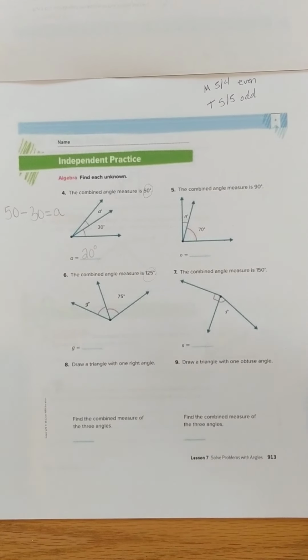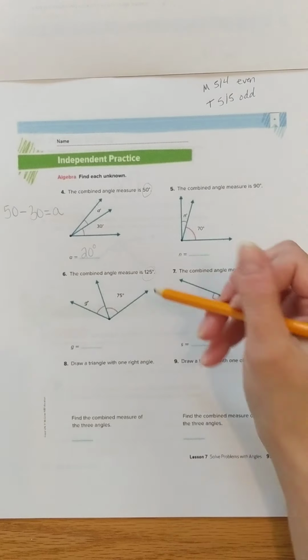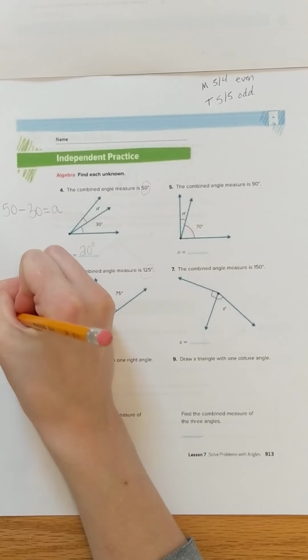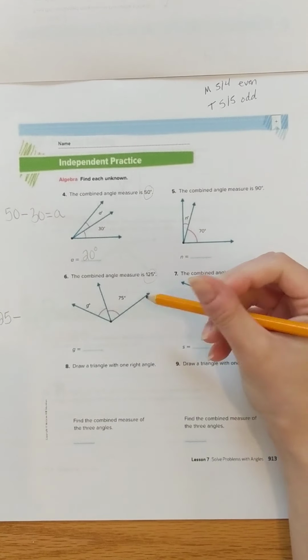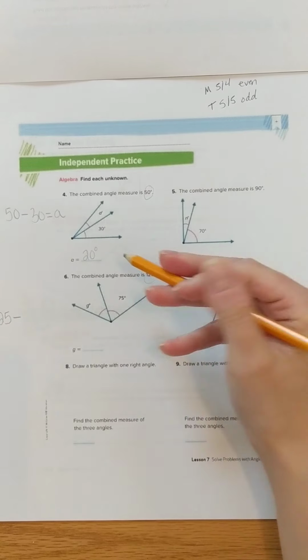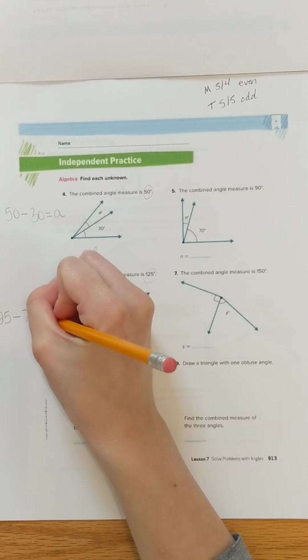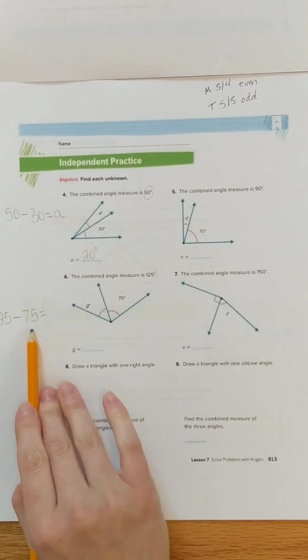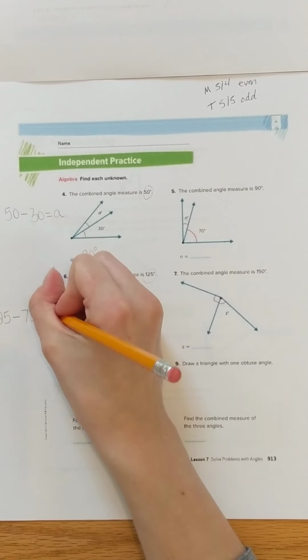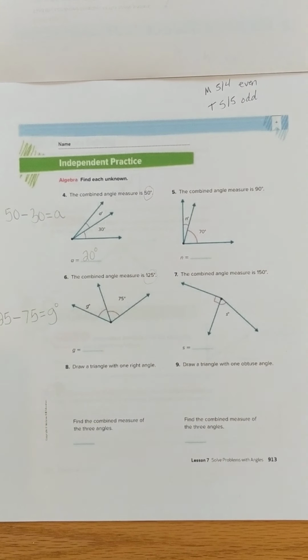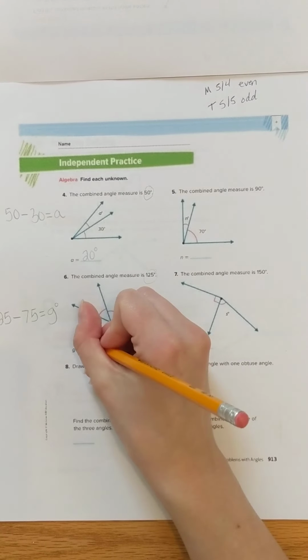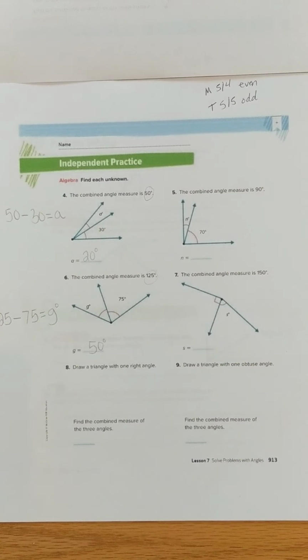Number 6 says the combined angle measure is 125 degrees. So that's our whole that we can start with, 125 degrees, minus the part that we are given is 75 degrees. So 125 minus 75 is going to give us our missing angle measure, G degrees. 125 minus 75 is 50 degrees.